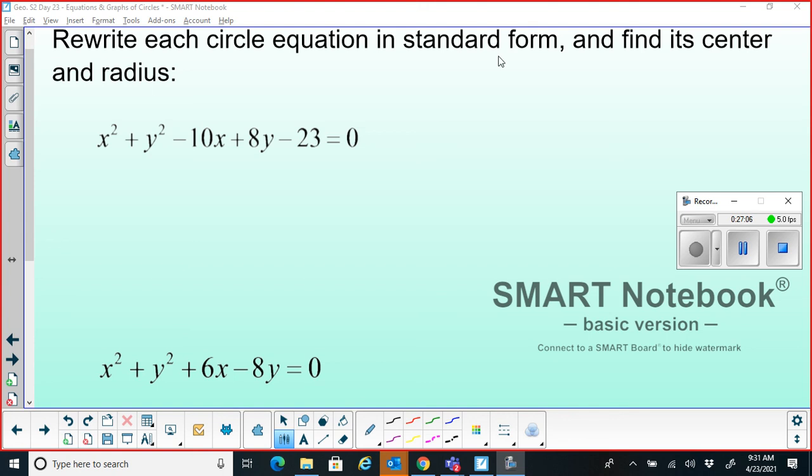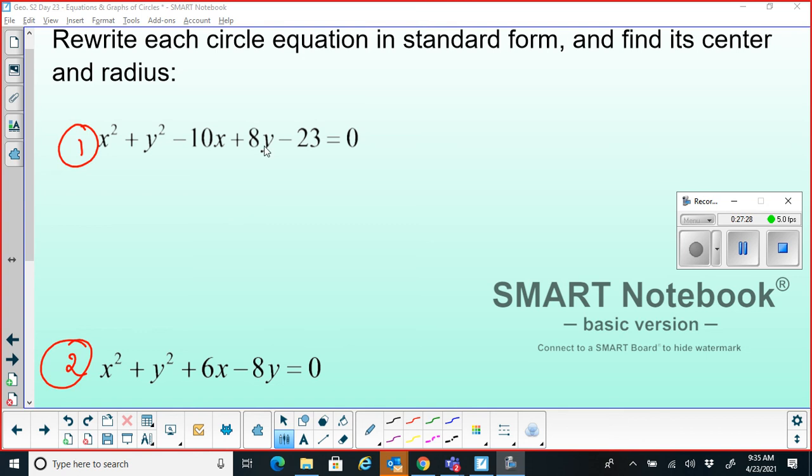Rewrite each circle equation in standard form and find its center and radius. This is a general form. Write it in standard form and find its center and radius. I will give you like 4 minutes, then I'll go over the solution for both of them. As you all complete the second one, I'll just help you with this one.